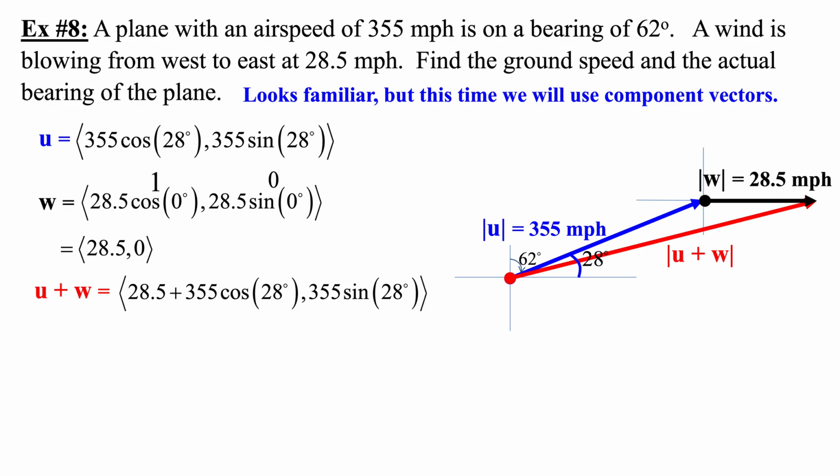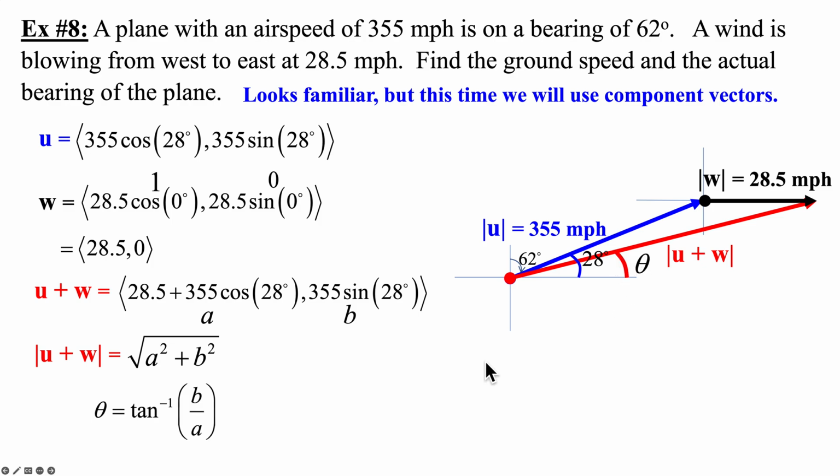Now I use the resultant vector to find the magnitude. Okay, everything right here is A. Everything here is B. So to find my magnitude, it's the square root of A squared plus B squared. And to find the directional angle, that'll be from the east line up to the red vector, right there, call that theta, that will be the inverse tangent of B over A. That's these values right here.